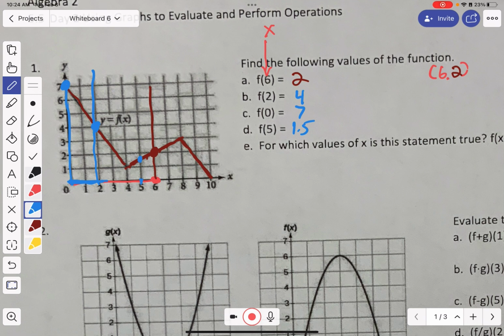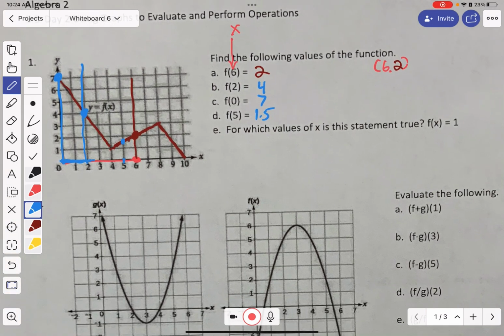Keep in mind, again, that's inside of parentheses. That's your x value. So go over to that on the x-axis, and then just draw a vertical line up. Wherever you intersect the graph they give you, that's going to be your y value, or what it's going to be equal to. Okay? Part E of this says, for which value is the statement true?